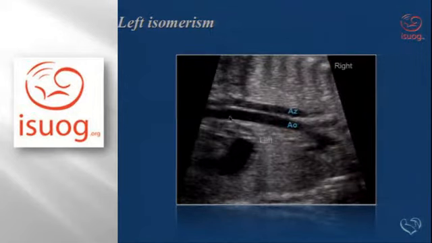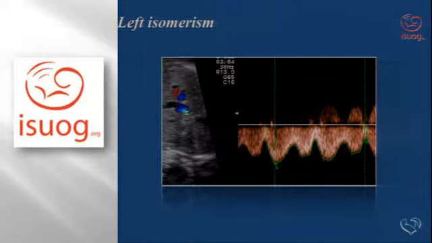And of course, in left isomerism, when you come to the longitudinal, sagittal view of the fetus, quite often you can see the two of them together. If you look for them, you'll see them because they're very close together, and you can image the aorta going down the abdomen, the azygos coming up to either a right or a left superior vena cava.